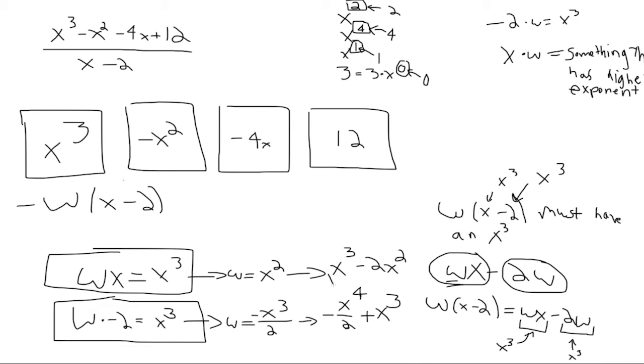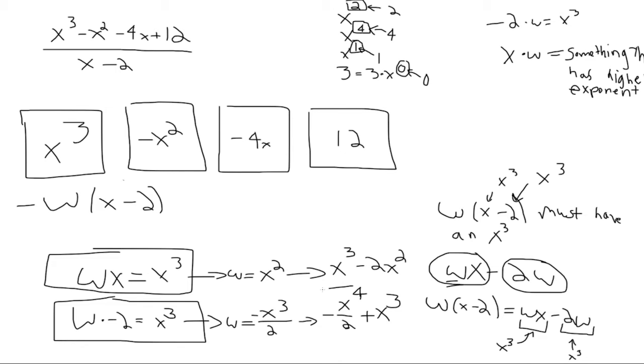Now, if we do this over here, we get an x cubed, first of all, and then we also get something with a lower exponent, in this case negative 2x squared. We got something with a lower exponent than what we started with. So we know we're going to subtract this w times x minus 2. We could either subtract x cubed minus 2x squared, or we could subtract negative x to the 4th divided by 2 plus x cubed.